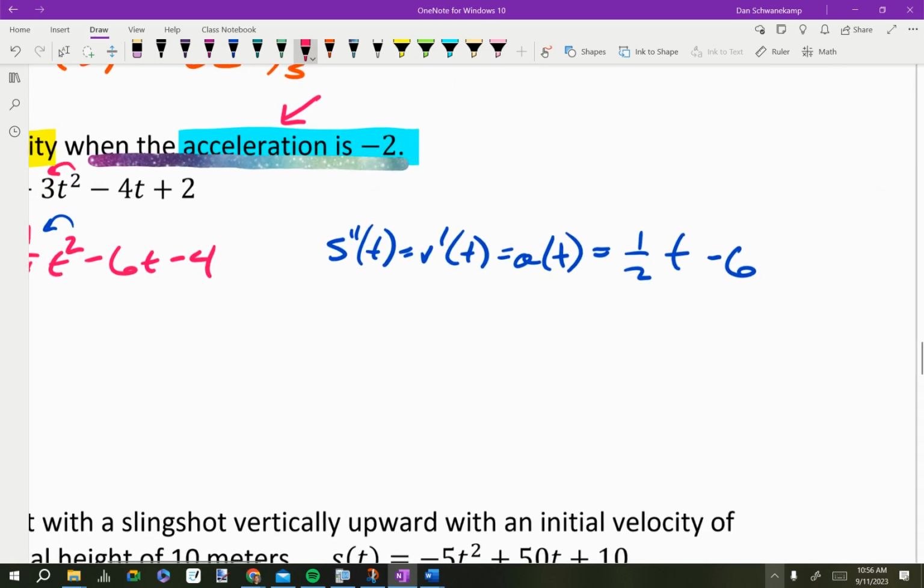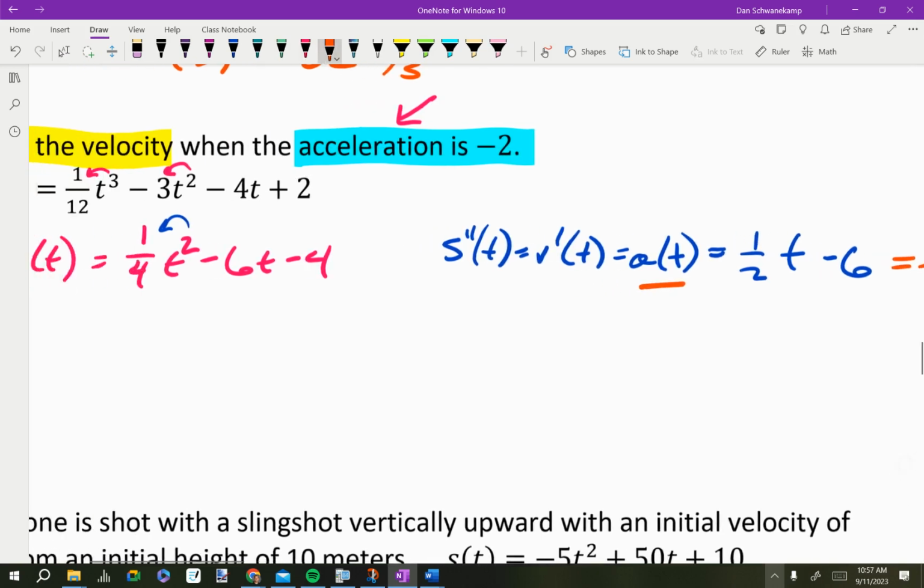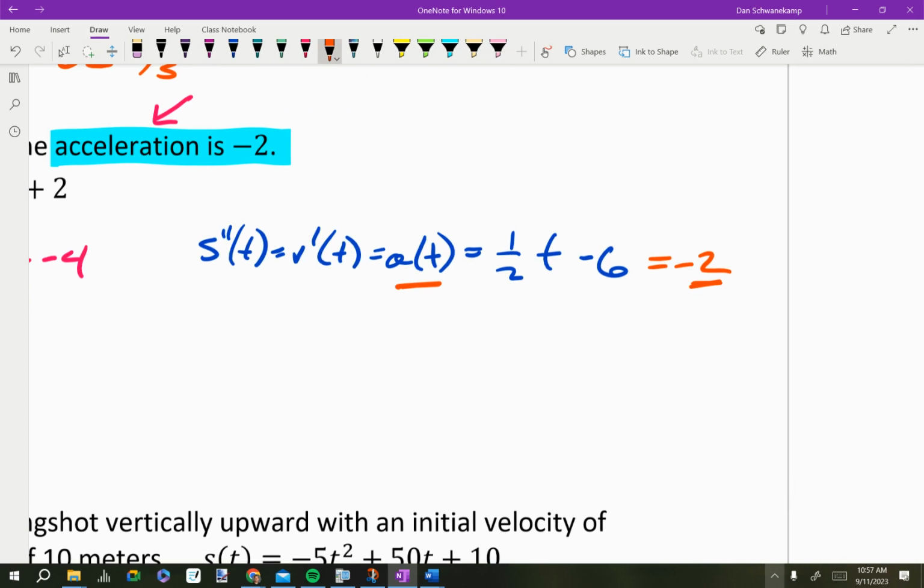Good. This word is doing a whole lot of work here. When you see the word acceleration is negative 2, that's telling you what you need. If acceleration is negative 2, that means that I need this acceleration equation right here to be equal to negative 2, because acceleration is negative 2. Not plugging in, but I'm setting it equal to. We're going to solve it from there.